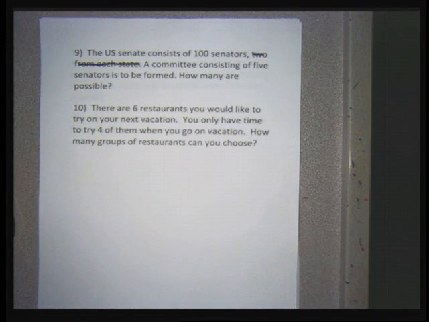So you're trying to, from the 100 senators, make a committee of 5 senators. It's probably going to be a really large number, maybe even so much that it kind of destroys my calculator, because 100 choose 5 is a biggish number.